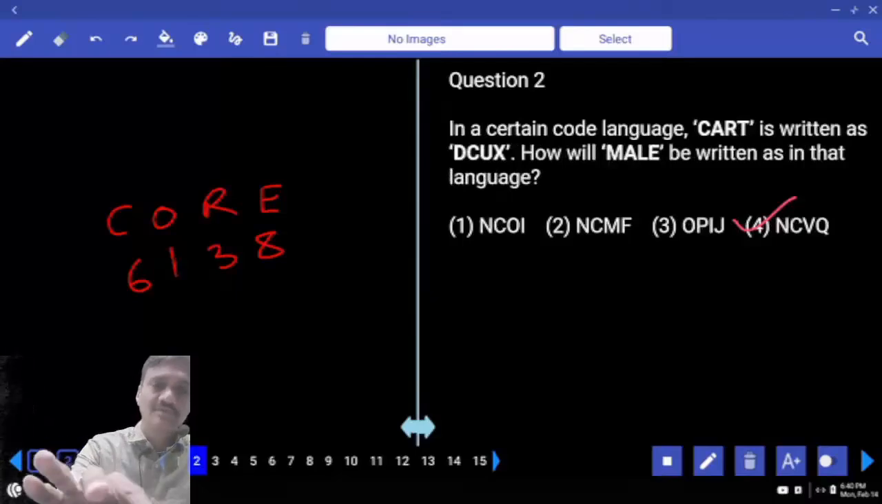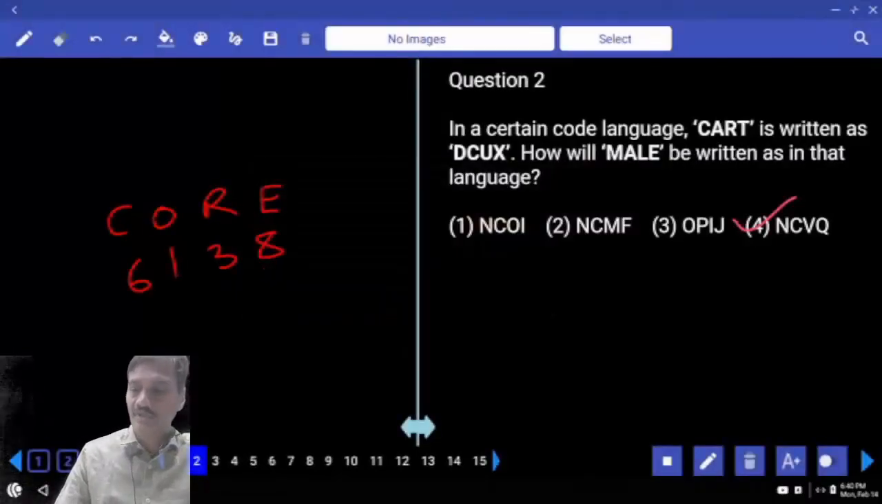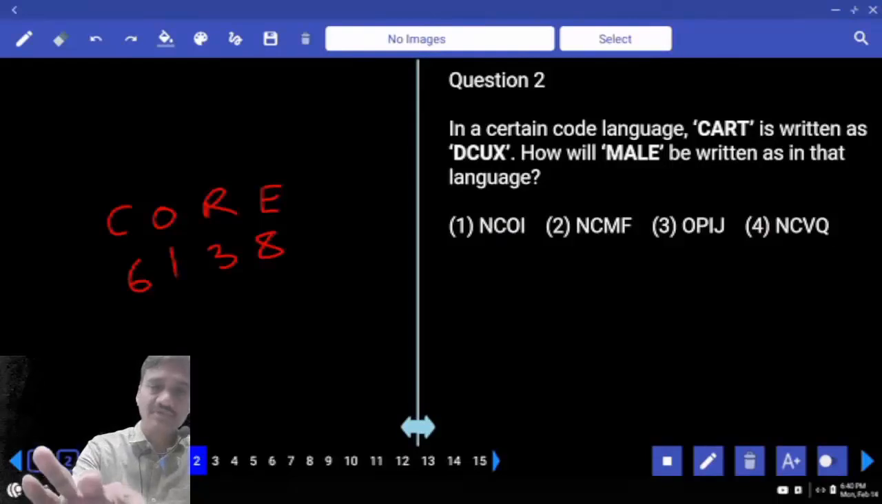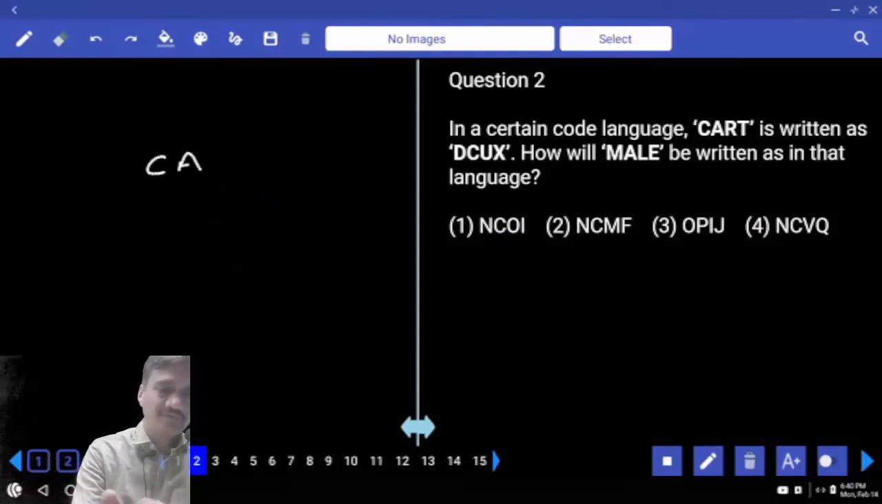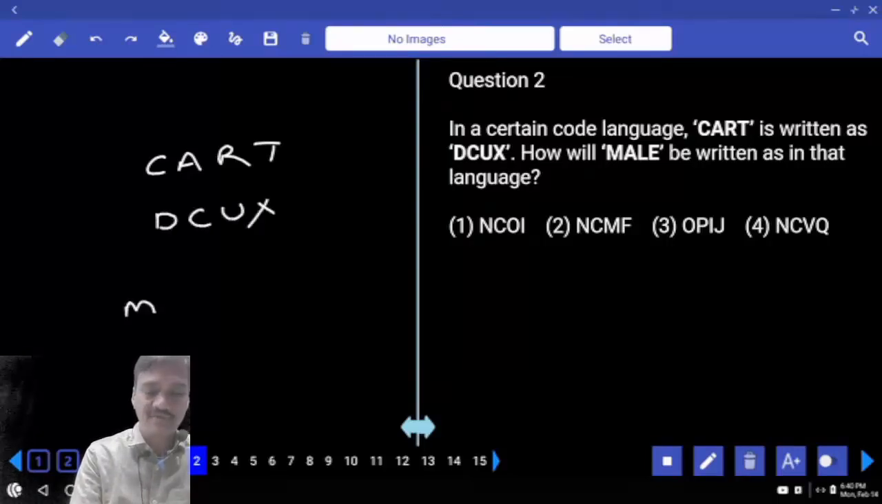Then second one. Now in a certain code language, the word cot is coded as DCUX. And in the same way, how is the word male coded in this one?